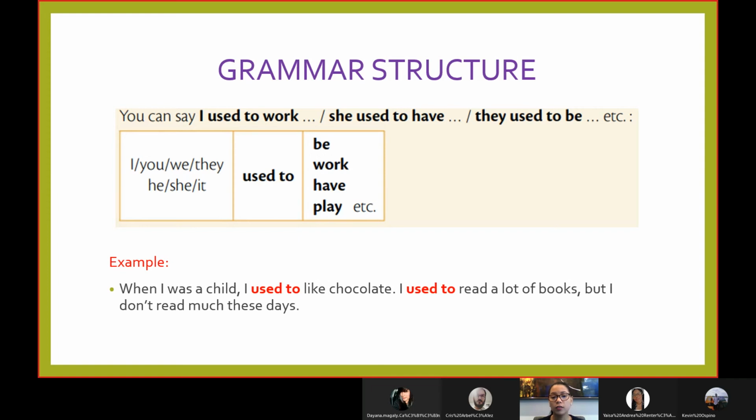Then we have an example here. When I was a child, I used to like chocolate. I used to read a lot of books, but I don't read much these days. Now, I want you to look at the red words: used to, used to. And after to, look at the verb, to like, to read. But you don't change that verb. Any questions so far?